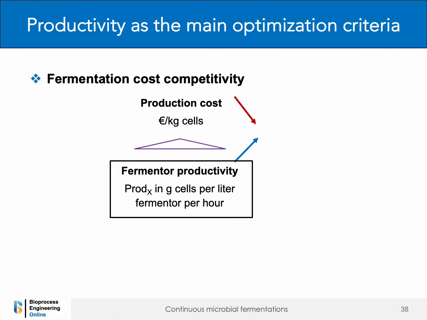The most commonly used optimization criterion in fermentation processes is the production cost per kilogram of product. This cost is strongly influenced by the productivity of the fermenter. In the case of cellular biomass production, the volumetric productivity, prod(x), expressed in grams of biomass per liter per hour, is defined as the mass of biomass produced per unit fermenter volume and per unit time. Productivity therefore represents the hourly efficiency of fermenter utilization and is a key parameter for the economic optimization of continuous fermentation processes.